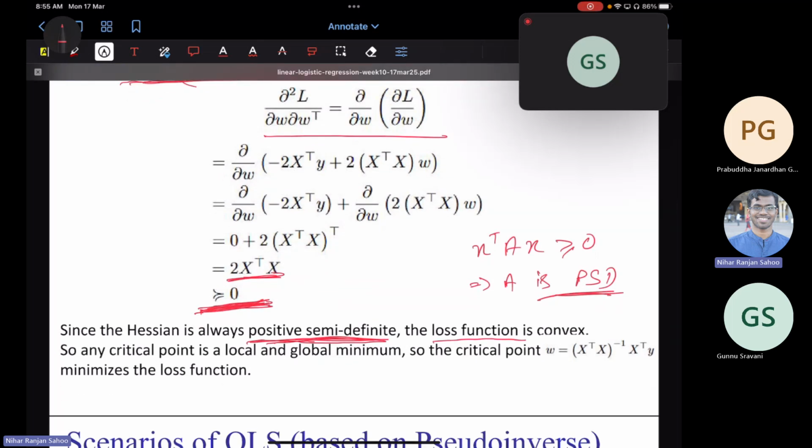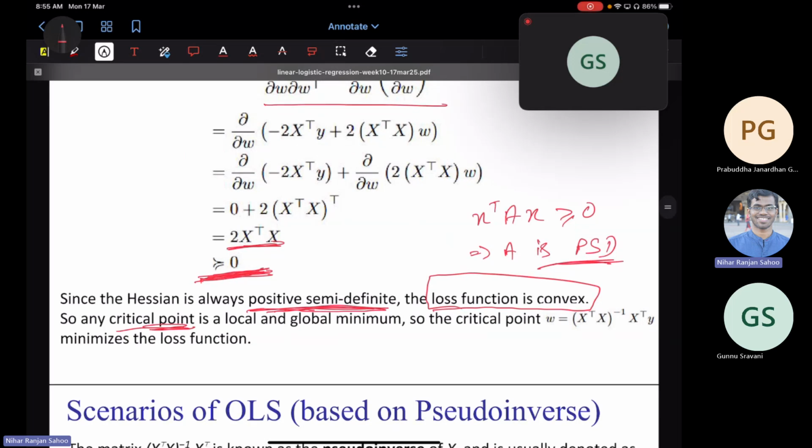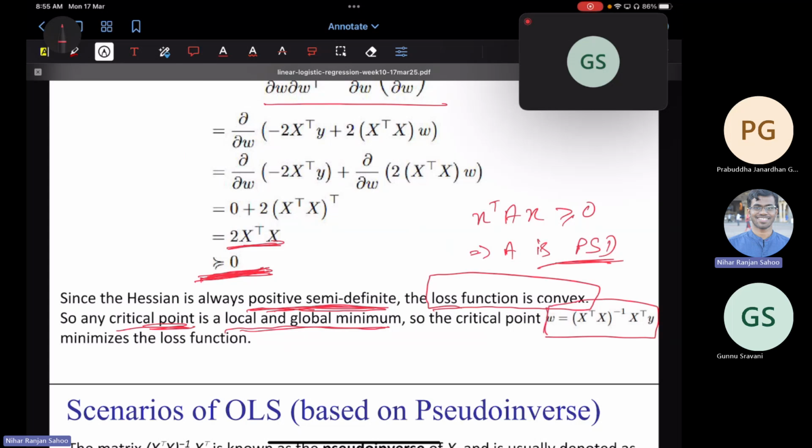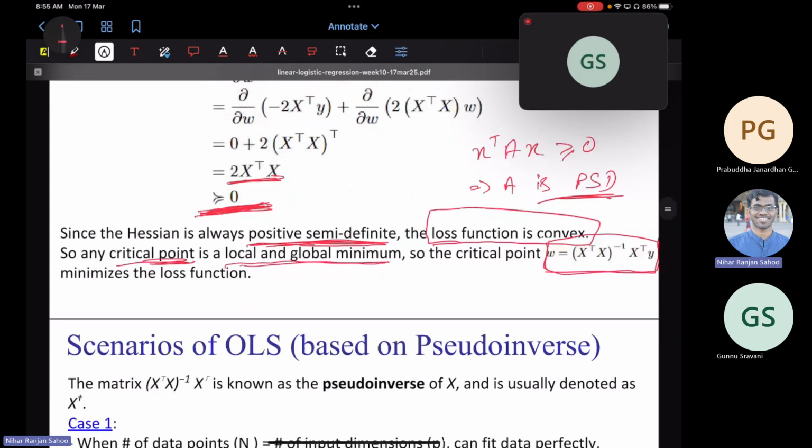As the Hessian is positive semi-definite, the loss function is convex. So whatever critical point we find while optimizing this loss function will be both a local and global minimum. That's why this solution can be called a closed form solution. It will always hold.